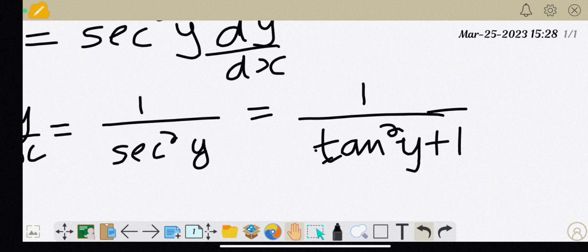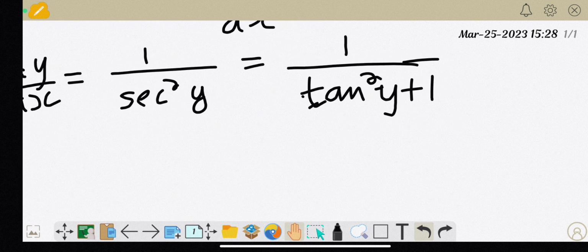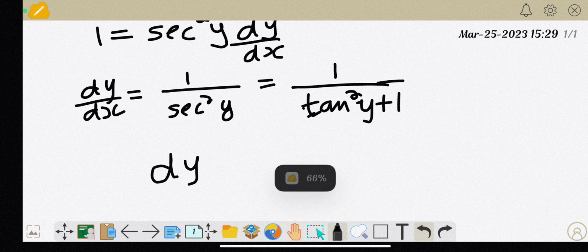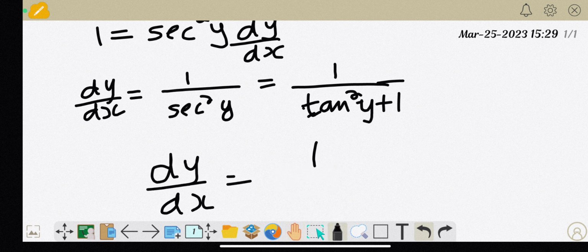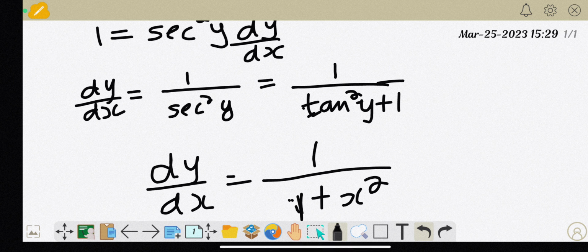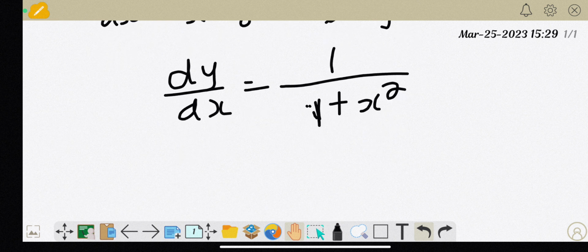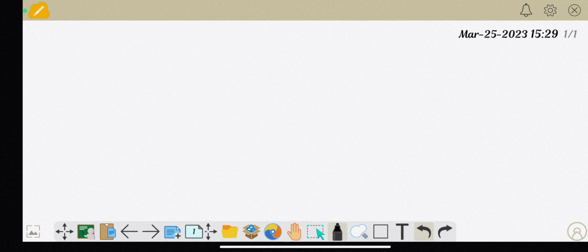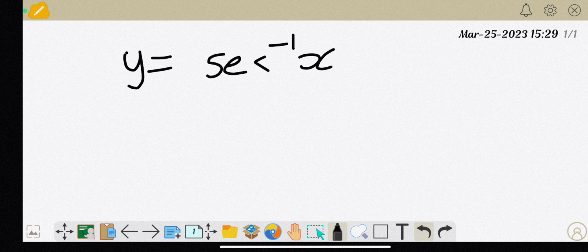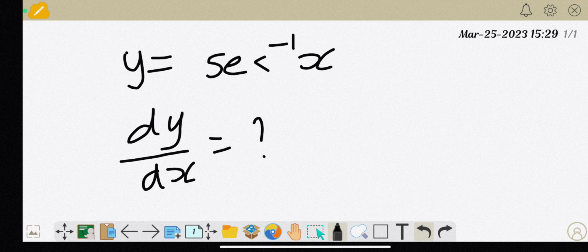So what is my tan y equal to? It is equal to x. So dy by dx is equal to 1 by 1 plus x square. Okay, so this is for tan. Now can you find out, for y is equal to, let's take, secant inverse x, dy by dx? Derive the formula for this and tell me the answer.